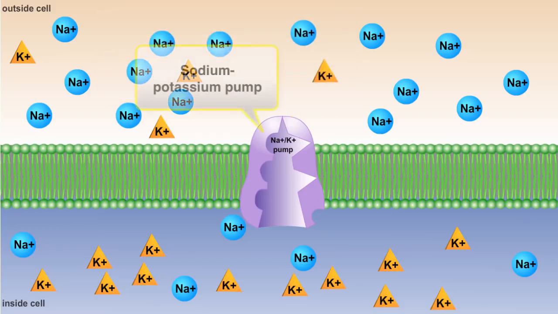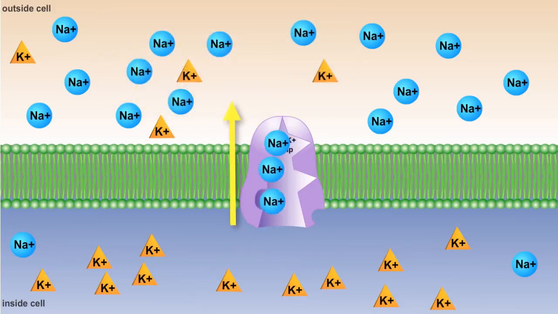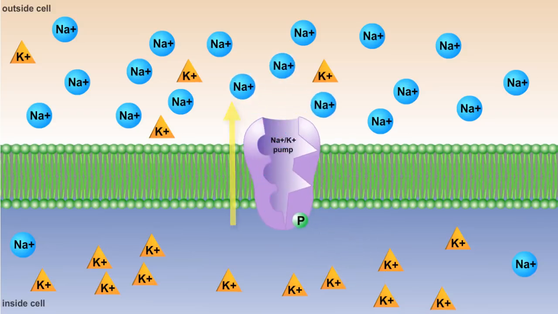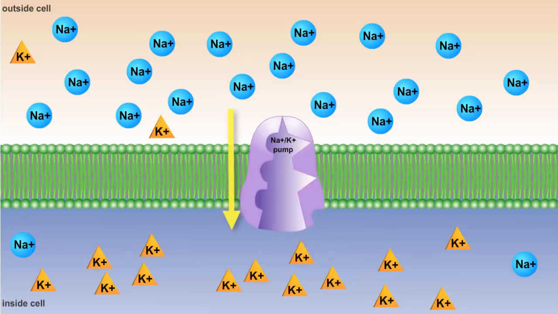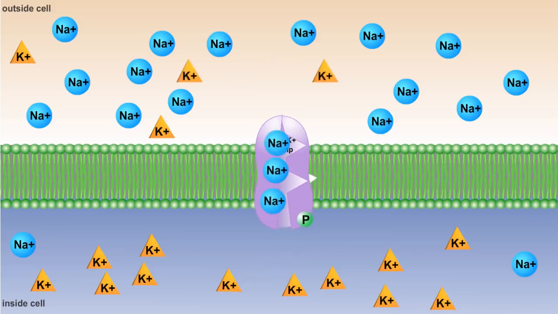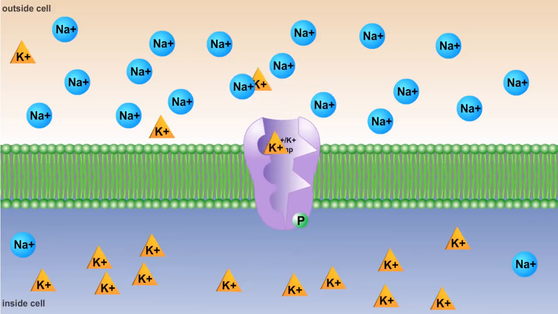One of the more common examples is the sodium-potassium pump, which moves sodium ions back out of the cell and potassium ions into the cell. Notice that the sodium-potassium pump undergoes a change in shape that allows it to combine alternately with sodium ions and potassium ions.